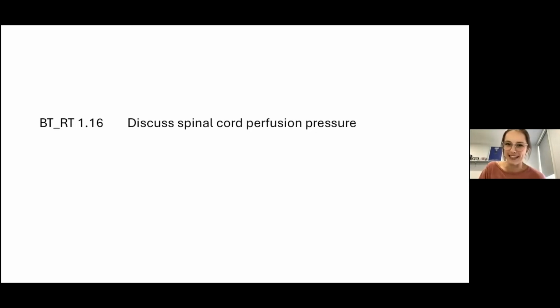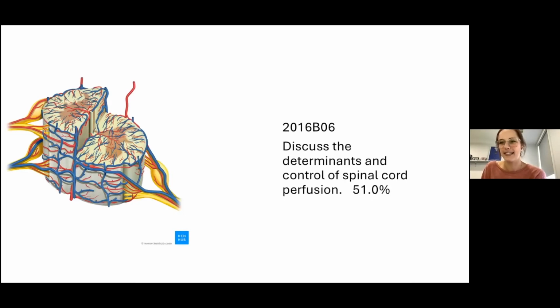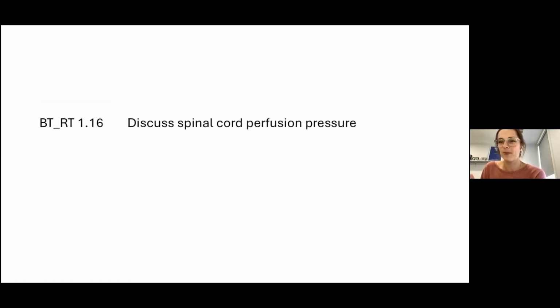So I've just popped this in as a learning outcome because, as you can see, it's very similar to the SAQ, but it's not quite the same. So this SAQ has discussed the determinants and control of spinal cord perfusion, whereas this is spinal cord perfusion pressure. So take note of what is exactly written, because if it's spinal cord perfusion, you need to include resistance, like your Ohm's law equation. If it's perfusion pressure, it's just going to be your MAP minus your spinal cord pressure. So you don't need to worry about all of the resistance things. This was a hint to really read the question and underline the important words, because you don't want to be talking about things you don't need to.